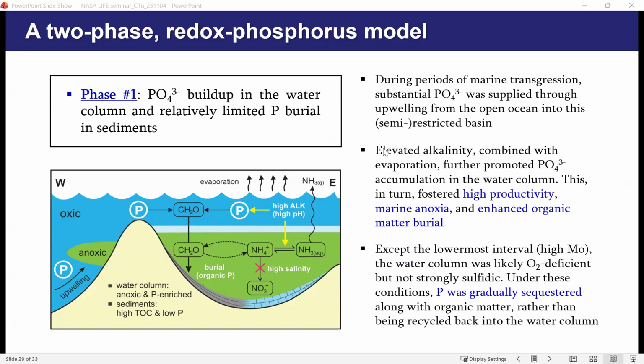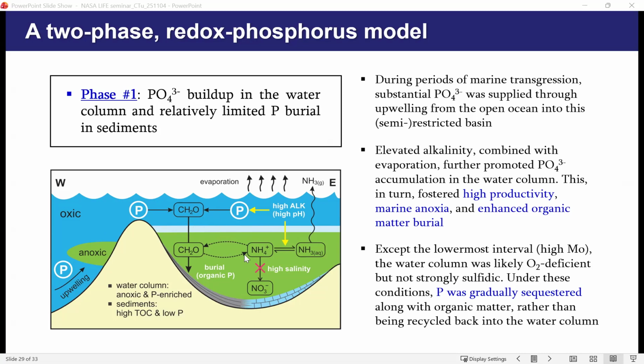So based on this pattern, we propose a two-phase redox phosphorus model. The first phase is characterized by phosphate buildup in the water column and relatively low phosphorus burial in sediments. During episodes of marine transgression, substantial phosphate was supplied through upwelling from the open ocean into this basin. Elevated alkalinity combined with evaporation further promoted phosphate accumulation in the water column. This in turn fostered high productivity, marine anoxia, and enhanced organic matter burial.